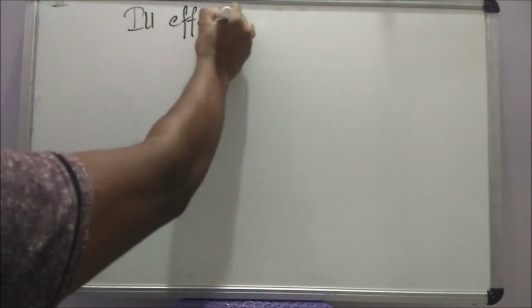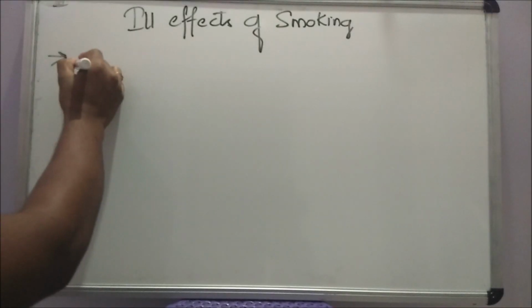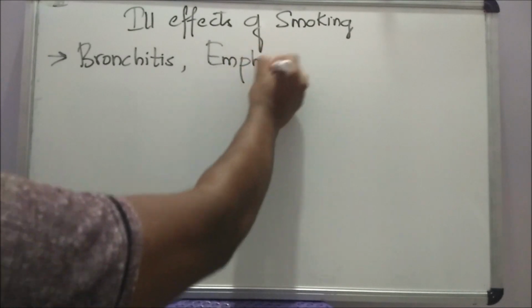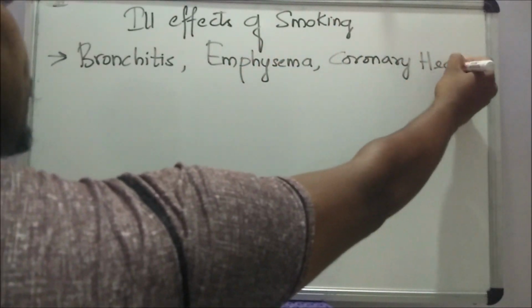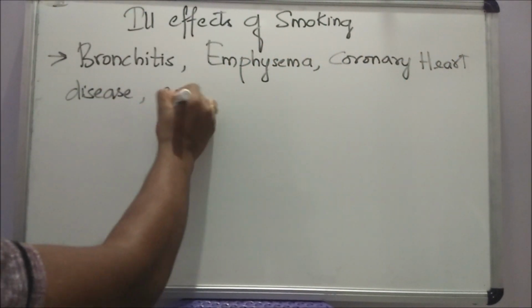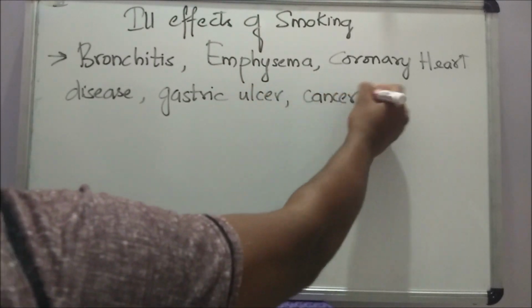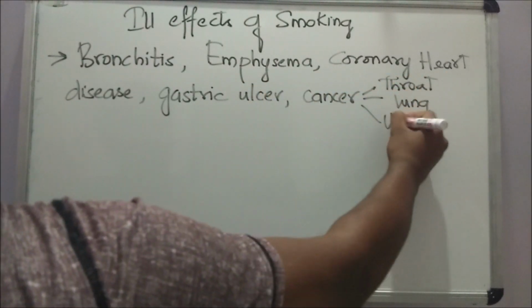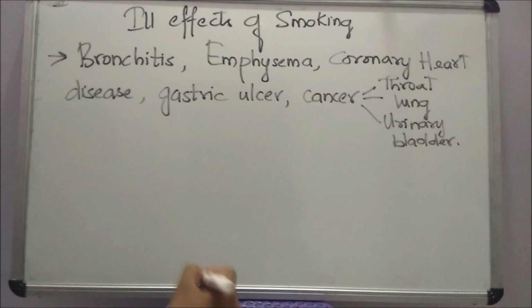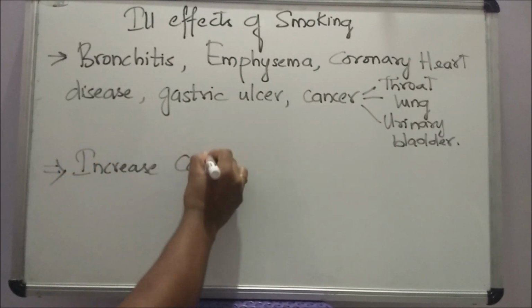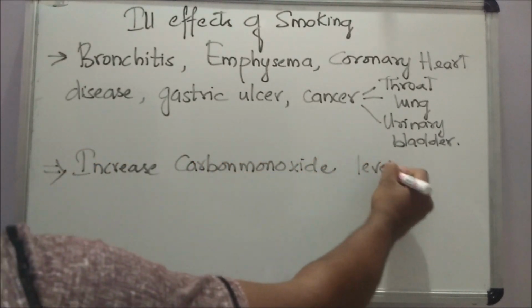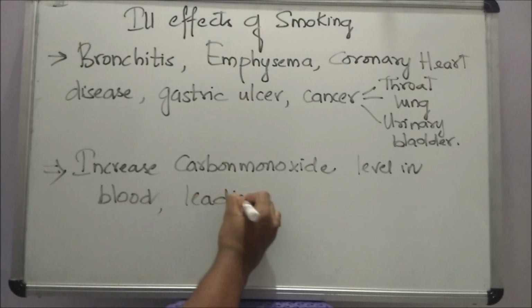Let's learn about the ill effects of smoking. It increases the risk of diseases such as bronchitis, emphysema, coronary artery disease, gastric ulcer, and cancer, which could be related to throat, lung, and urinary bladder. It increases the carbon monoxide levels in the blood, leading to oxygen deficiency.